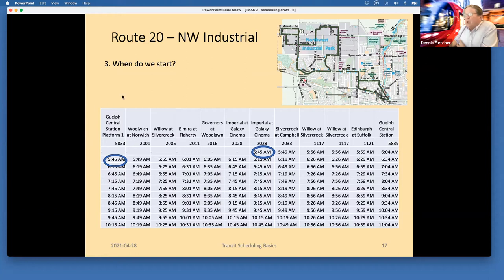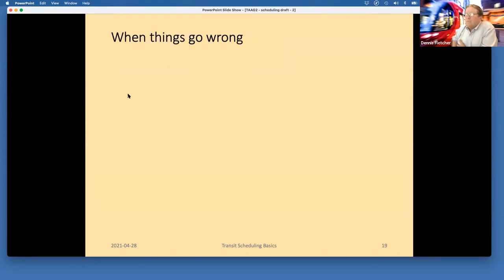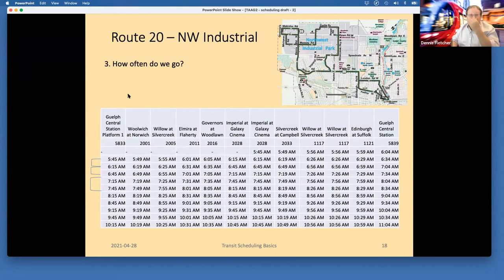How often do we go? Service on Route 20 operates on a 30-minute headway, or two vehicles per hour. This service is maintained all day long. And we'll come back to that issue in a minute. So that's our five questions answered. And with that, we have our timetable.